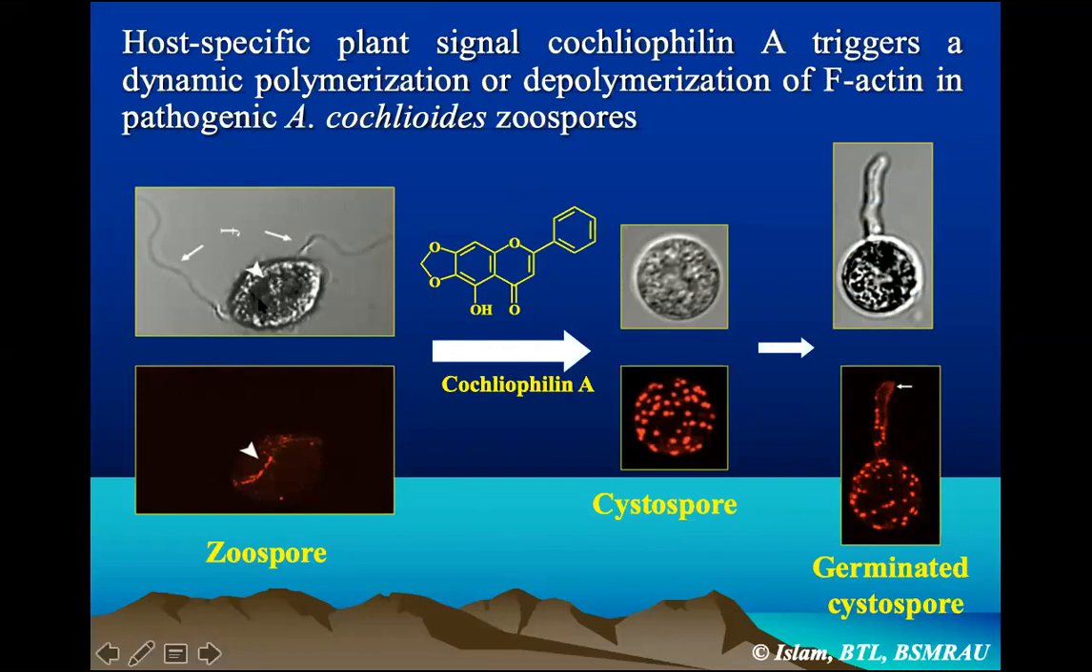So cochlearin-filling A, the host-specific signal, not only triggers the attractant activity, it is perceived by the host cell using the G protein coupled receptor. And then cochlearin-filling A triggers dynamic polymerization and depolymerization of the F actin. We tested tubulin, and we didn't find any change in the tubulin. That means cochlearin-filling A specifically works on dynamic polymerization and depolymerization of the actin in the developing spore of Aphanomyces cochlioides. So this is a very nice conclusion, and we published this big discovery in the Cell Motility and Cytoskeleton journal.